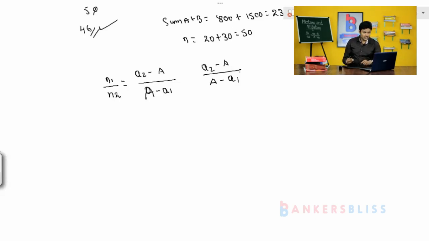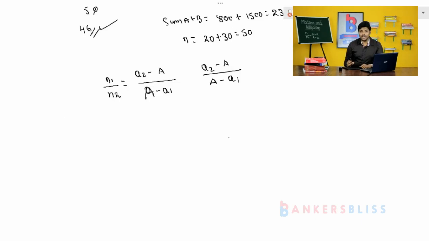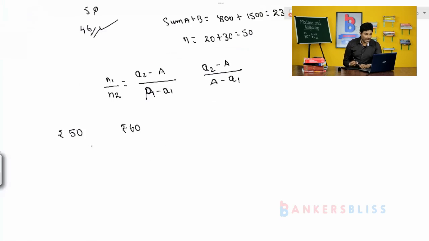For example, see here, I have a quality which costs 50 rupees per kg. Next, I have one more quality costing 60 per kg. So one quality costing 50 and another quality costing 60. After mixing these two, I should get a price of 58. The average price after mixing these two is 58.